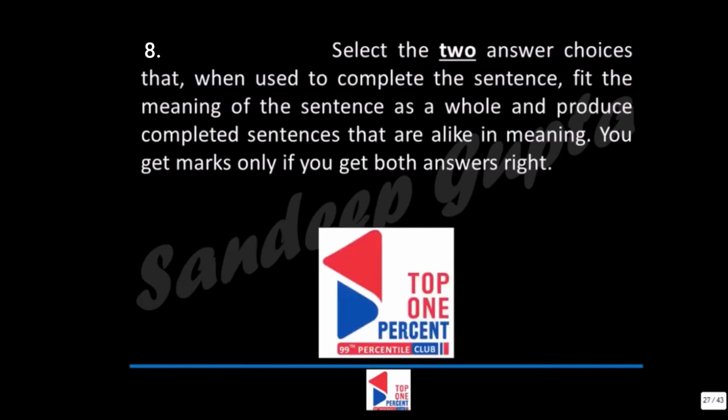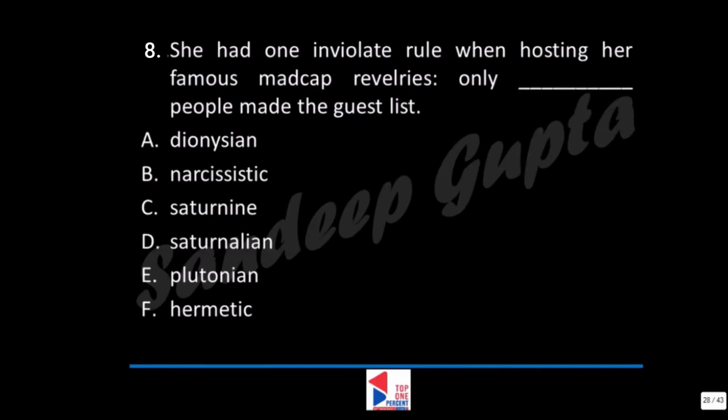These questions are called sentence equivalence. Out of these six, you have to choose two answers such that both of them can be equivalent to each other. You have to be able to replace them. So now let's see. She had one inviolate, meaning unbreakable, rule, that means she did not compromise on this rule while hosting a famous madcap, meaning completely crazy, revelry. What is a revelry? Revelry is a boisterous, loud, drunken kind of celebration, wild partying, you can say.